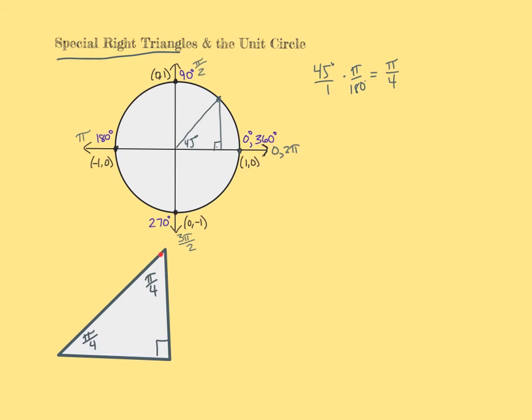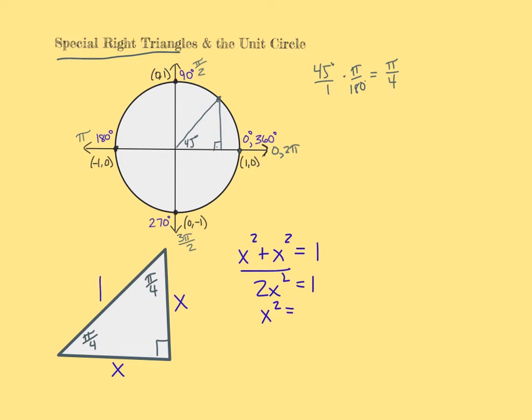Well, we know this length right here. The radius is 1 of this circle. So I know that this length right here is 1. What else do I know? Because it is an isosceles triangle, this length and this length are the same, so we can call that length x. Let's figure out what x is. Using the Pythagorean Theorem, we'll have x squared plus x squared is 1 squared. This is 2x squared.